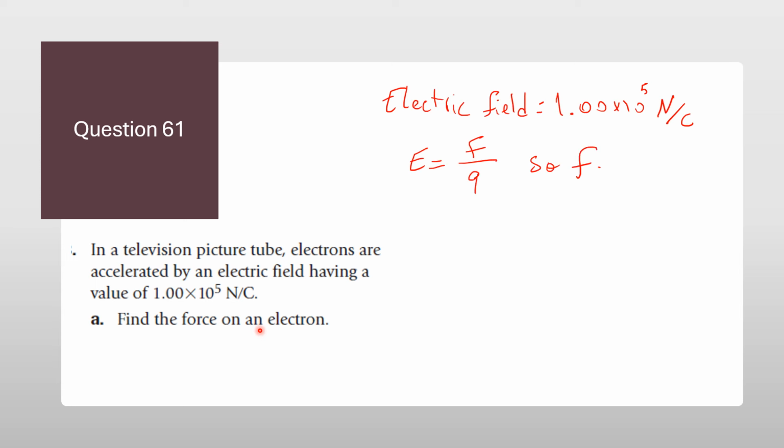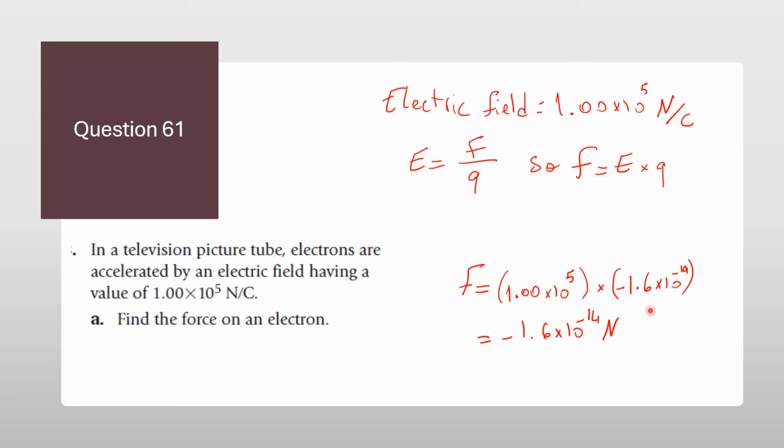first we write the given. The force is equal to the electric field multiplied by the charge Q, because the electric field already equals force divided by Q. So we replace by their numbers: electric field 10 to the power of 5 multiplied by the charge of the electron, that's why it's negative, minus 1.6 times 10 to the power of minus 19. And the final answer is 1.6 times 10 to the power of minus 14 Newton.